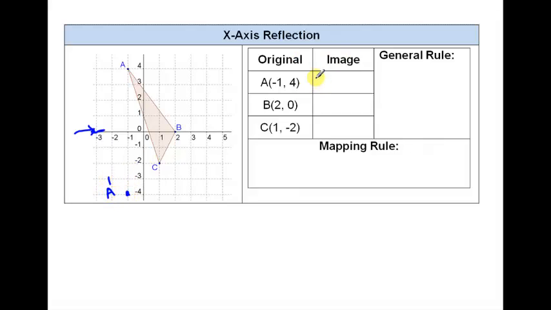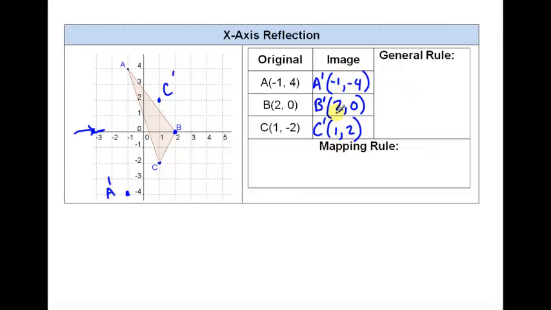And let's put in our table here our image point. It looks like it's at -1, -4. Okay, let's take B. B is right here on the x-axis. If I reflect across the x-axis, yeah, that guy's not going anywhere. B is already on the line of reflection, so it stays right where it is. That was our property. And C. Take C across the x-axis. Right now it's 2 underneath, so 2 above is going to put it right here. So C prime has the coordinates 1, +2.